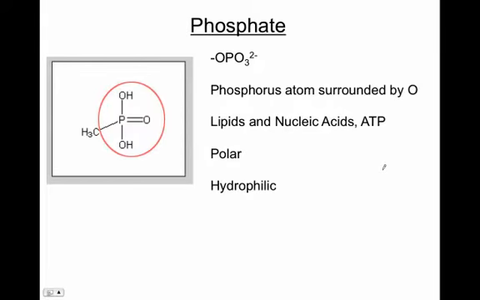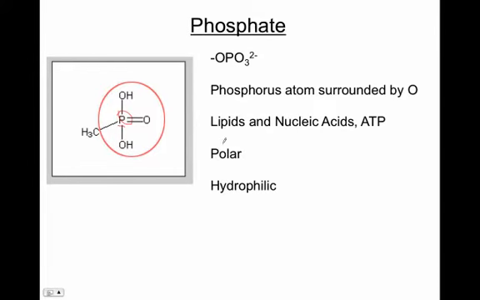Okay, our next functional group is called a phosphate. This one is extremely easy for you to identify because it's the only one that contains the phosphorus atom at its center right here. It's generally a phosphorus surrounded by oxygen. So if you thought about it, it's going to have lots of oxygen attached to it. That means it's going to be extremely polar and extremely hydrophilic.